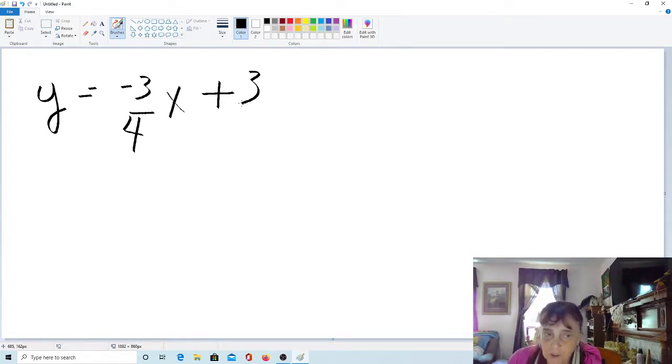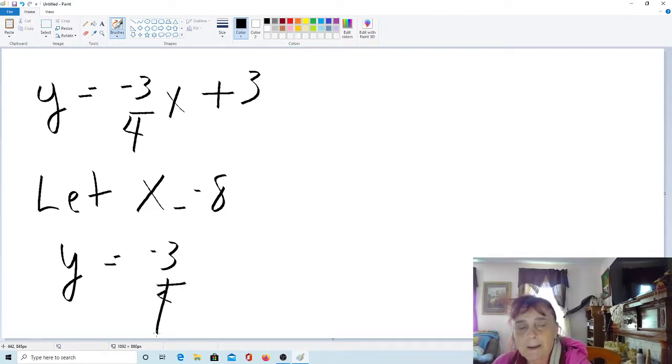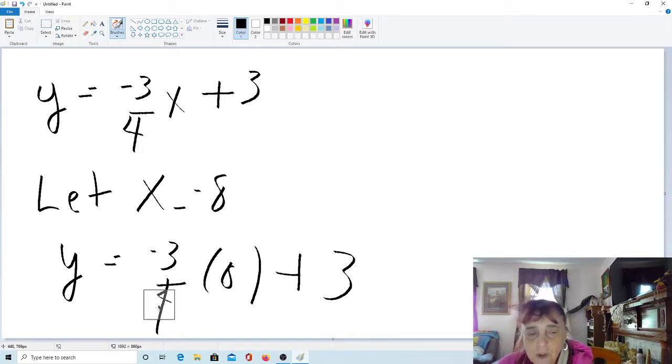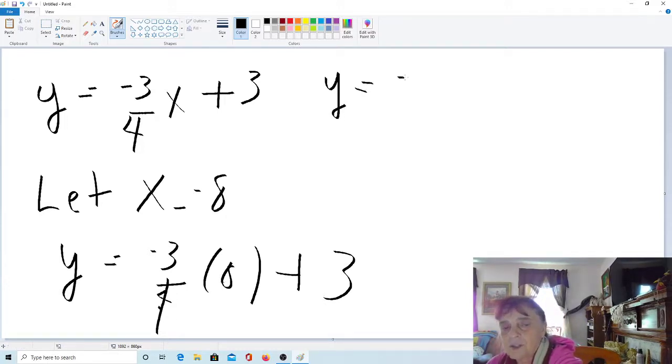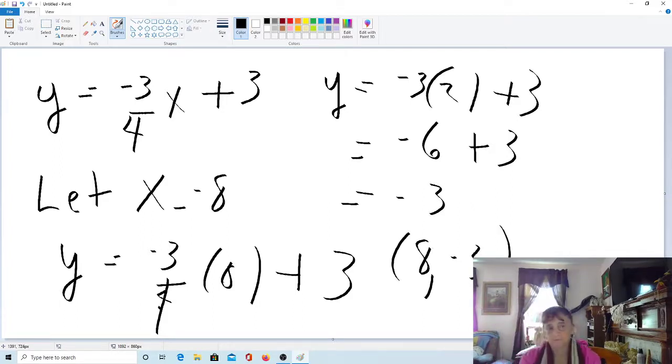And then if you pick a value of x, you can find y. So if x is, let's say, 8, you can find y. Y is negative 3/4 times 8 plus 3. 8 divided by 4 is 2. So that's negative 3 times 2 plus 3, which is negative 6 plus 3, which is negative 3. So 8, negative 3 is a point.